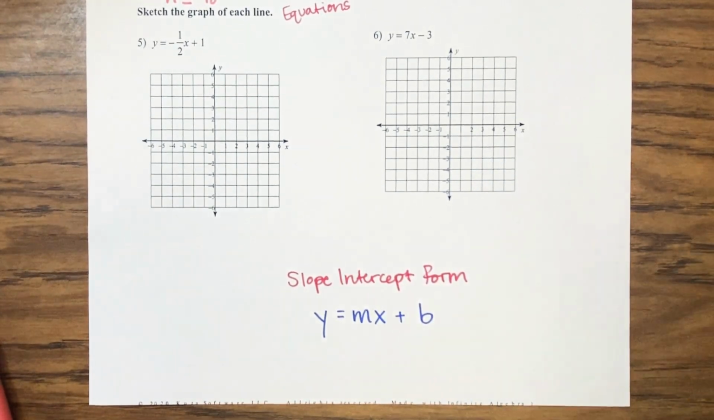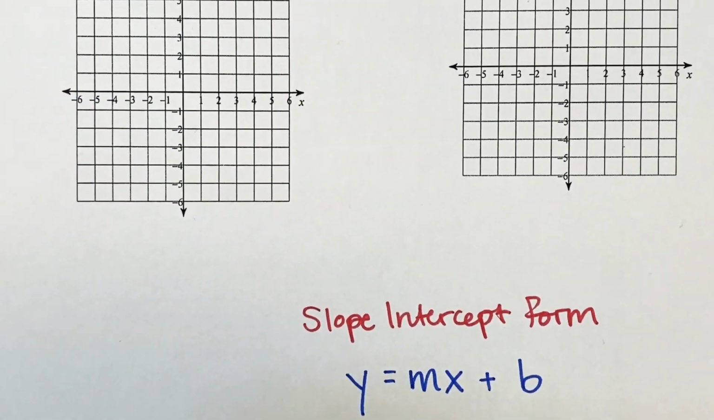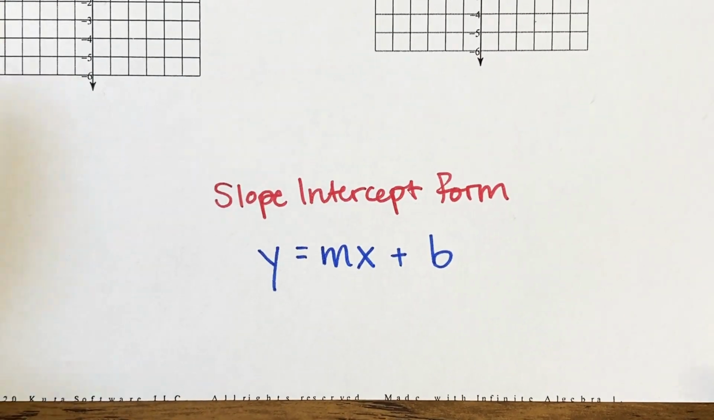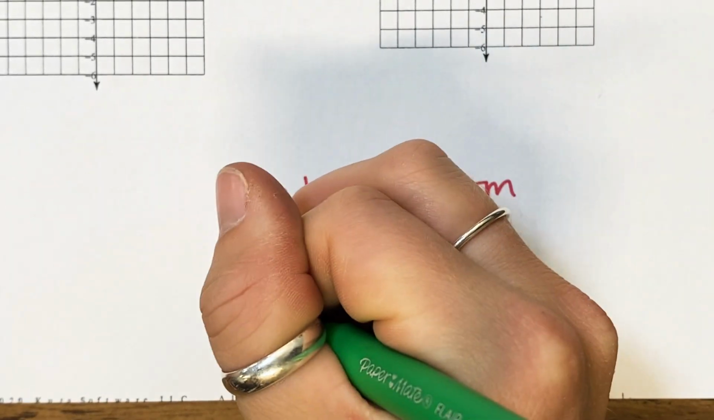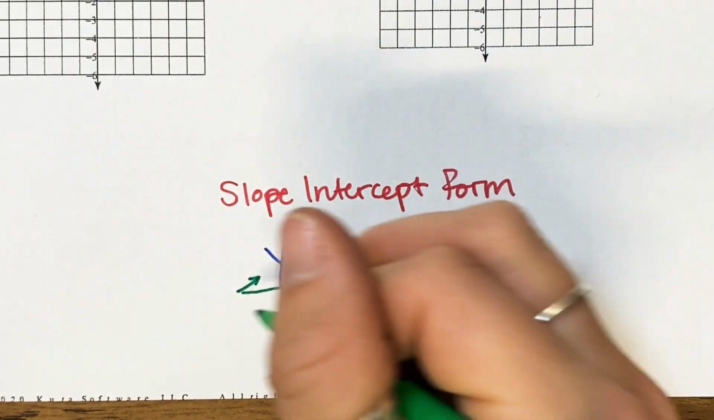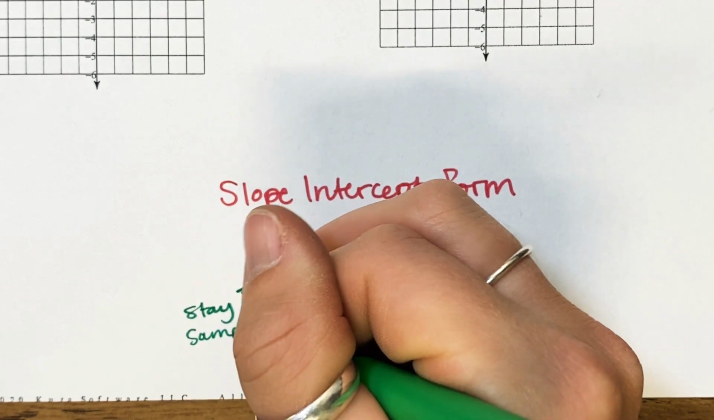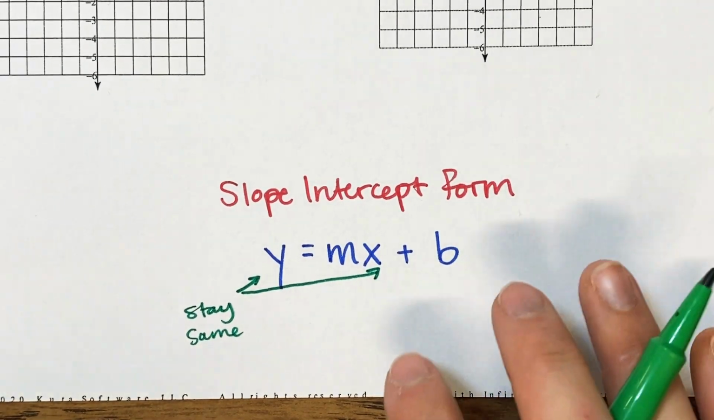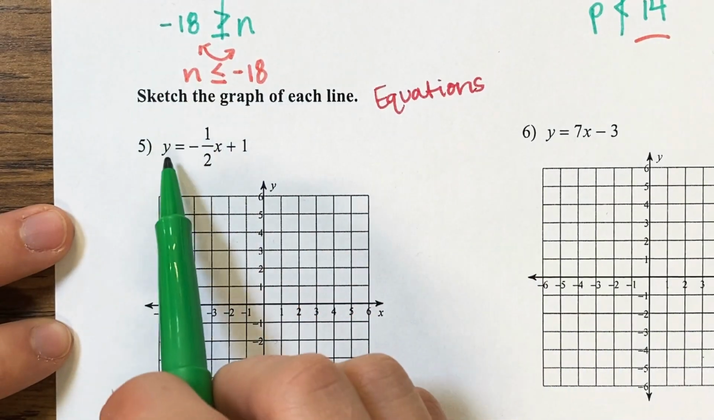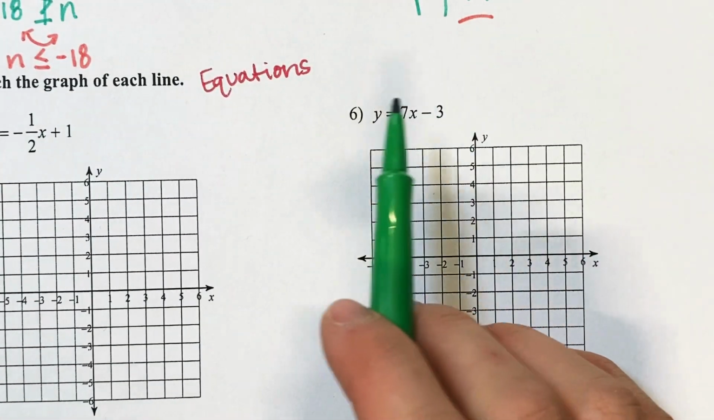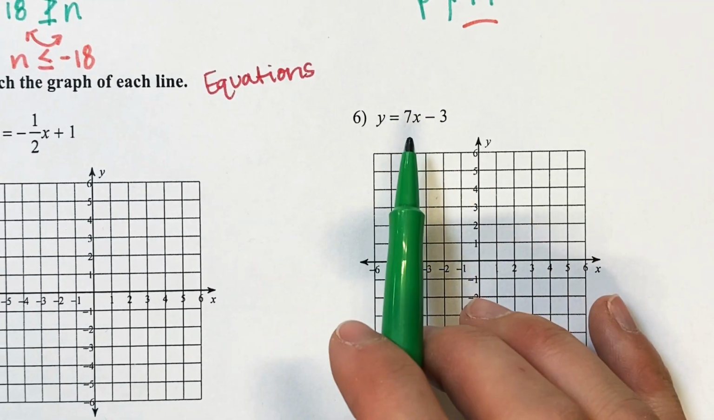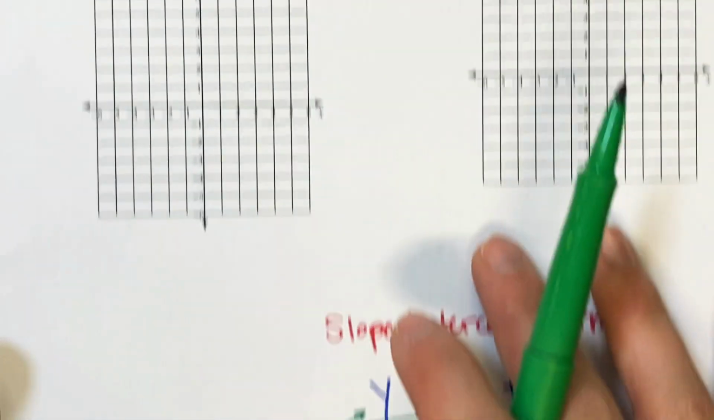A lot of letters there, but all we're doing is identifying what these letters actually represent. The y and the x always stay the same. They're always there. You're always going to see a y and an x. Notice back on your equation, y equals, there's your x. The only difference is instead of an m and a b, we have numbers now.